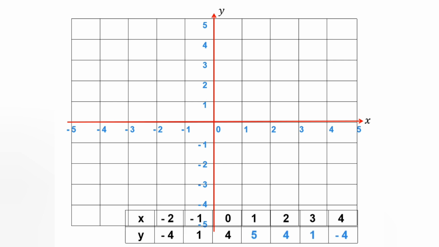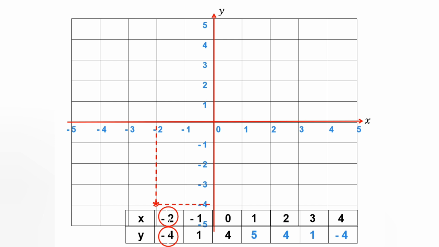So it means when x is -2, y is -4. So we trace it from -2, and then where -4 is, we trace it again, and where they intersect, we make an asterisk there. That is our point of intersection.